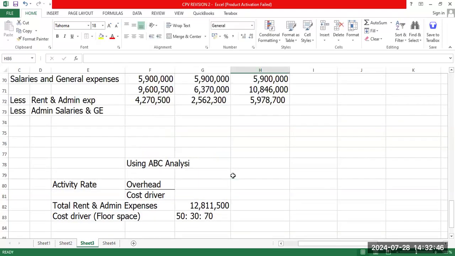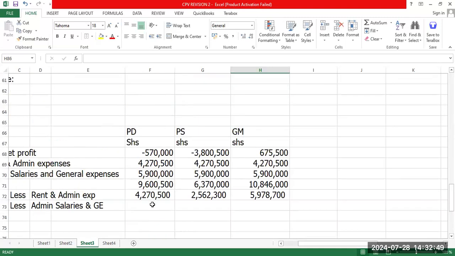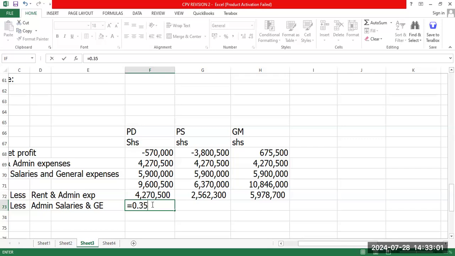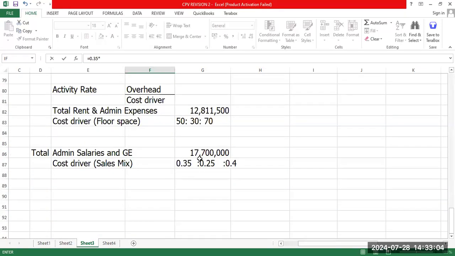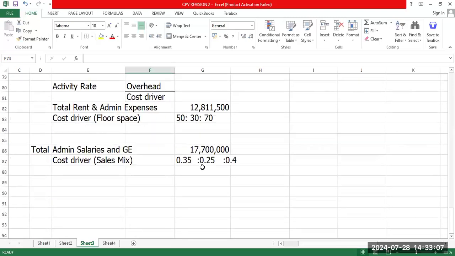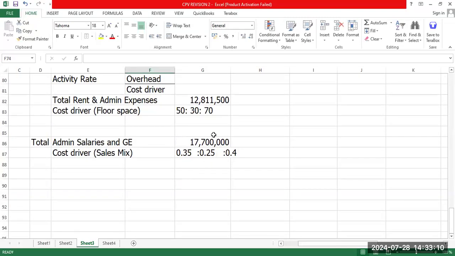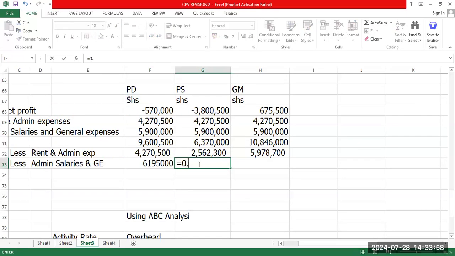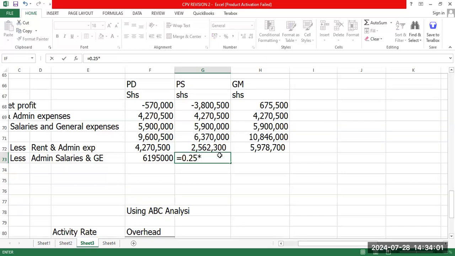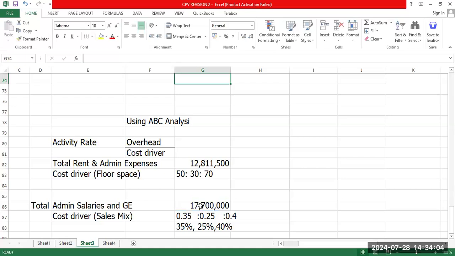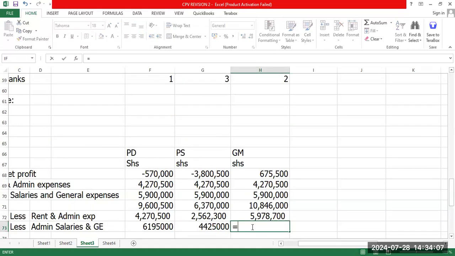So it means that what I'm going to do is simply get 0.35 times this total. Because already these are in decimal points, we have already converted them from percentage. 0.25 times the total. Then also here get 0.4 times the total.